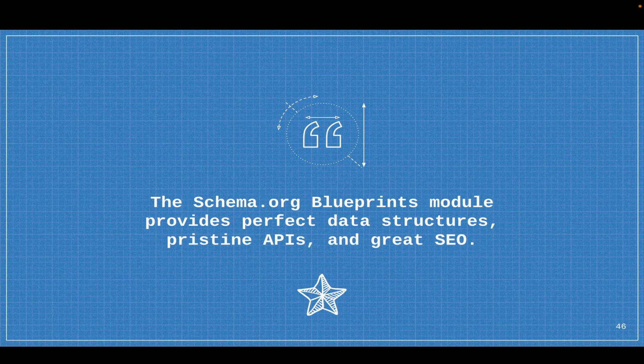So I'm at the end of this. I really hope I made the argument to you that the Schema.org Blueprints module provides perfect data structures, pristine APIs, and great SEO. I don't think we can get any better SEO. Meta tags have only taken us so far, but to have schema.org data define the object on the page, and hopefully all the related objects on the page, so that Google understands everything about your site, it literally becomes a web of data.